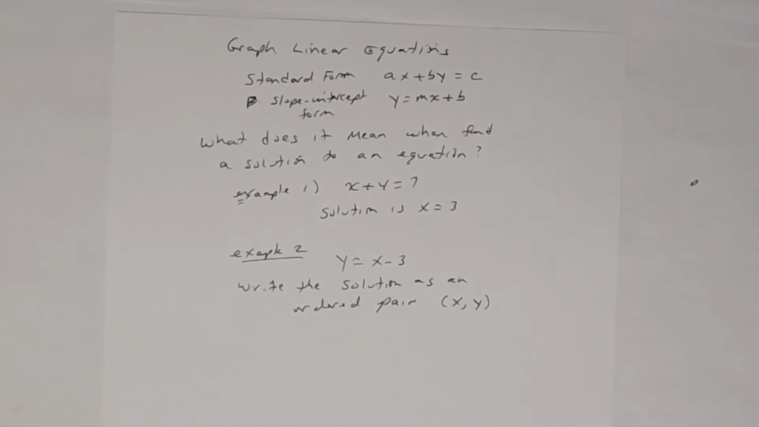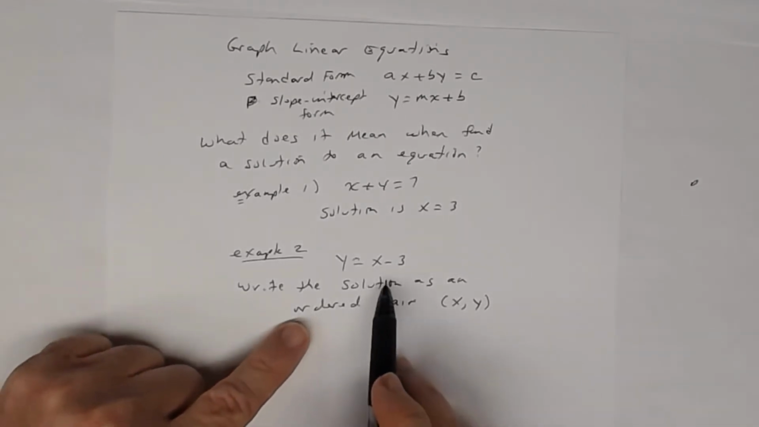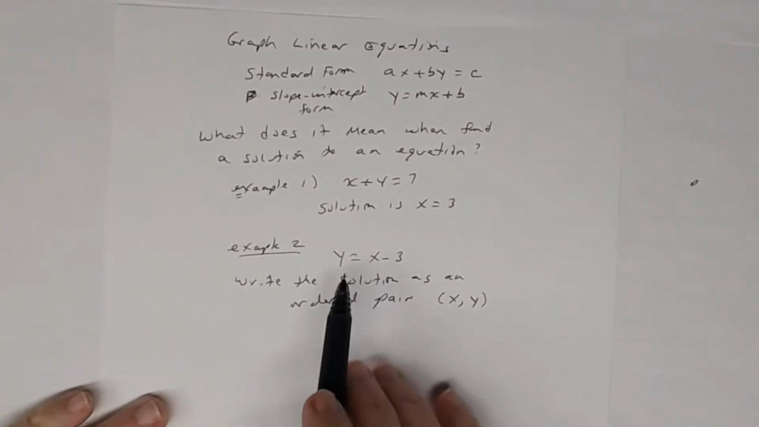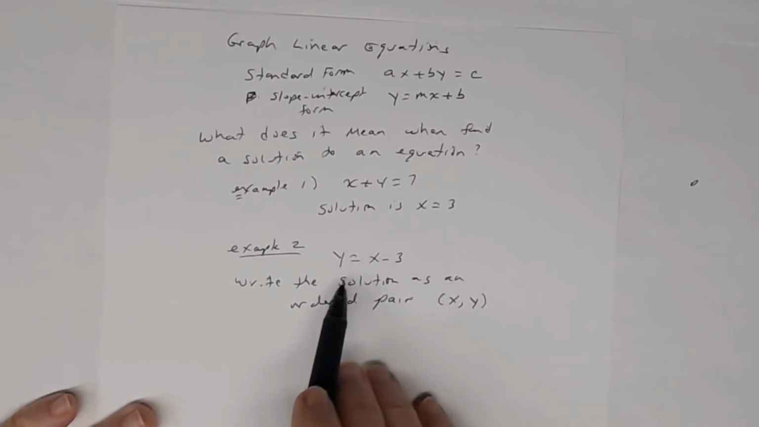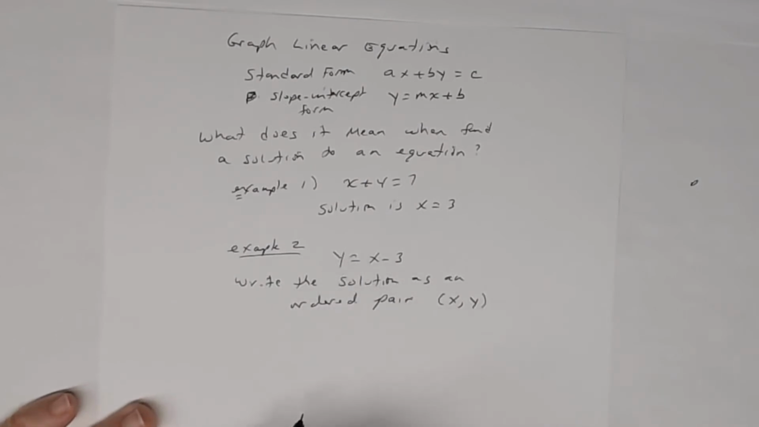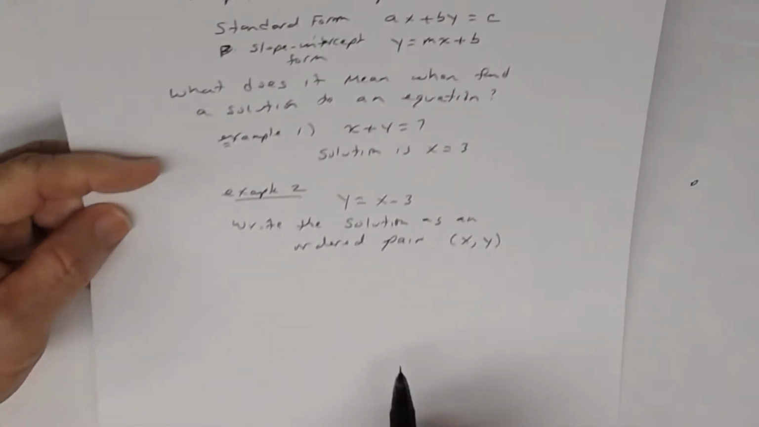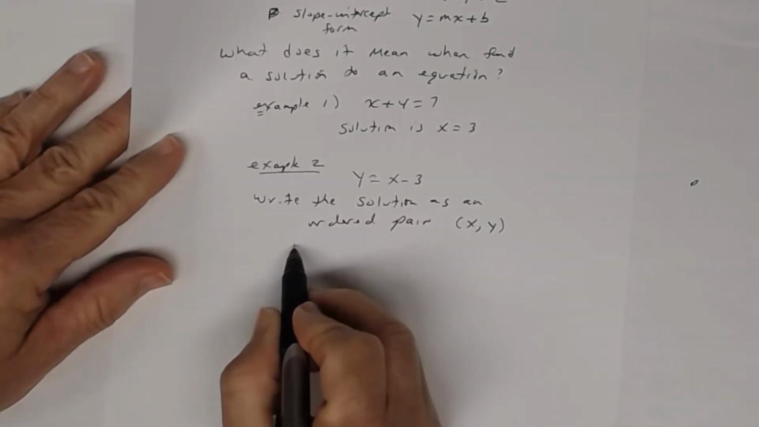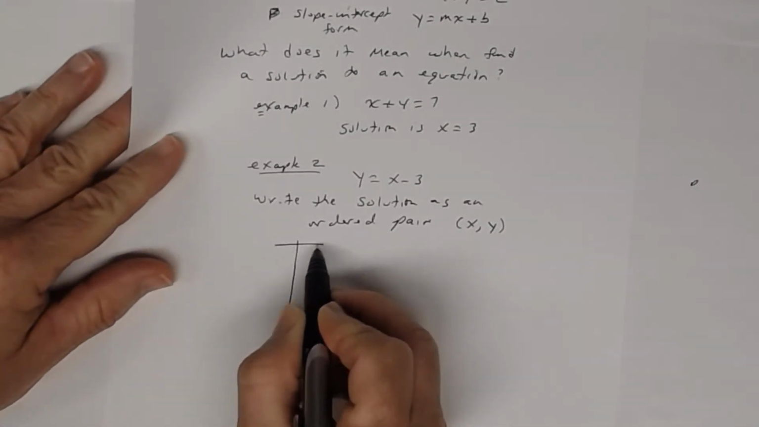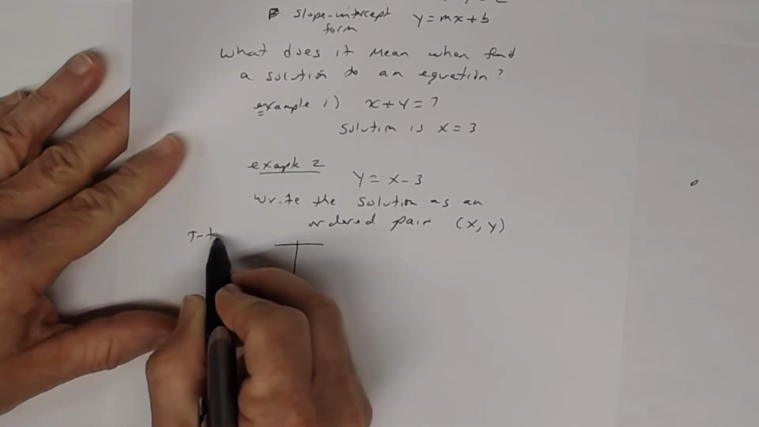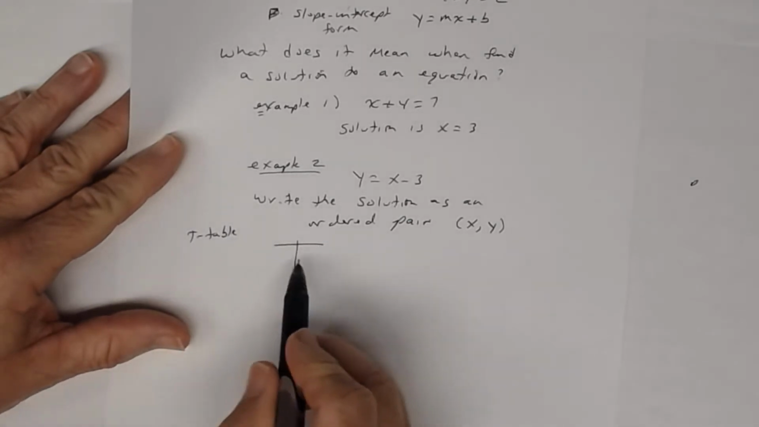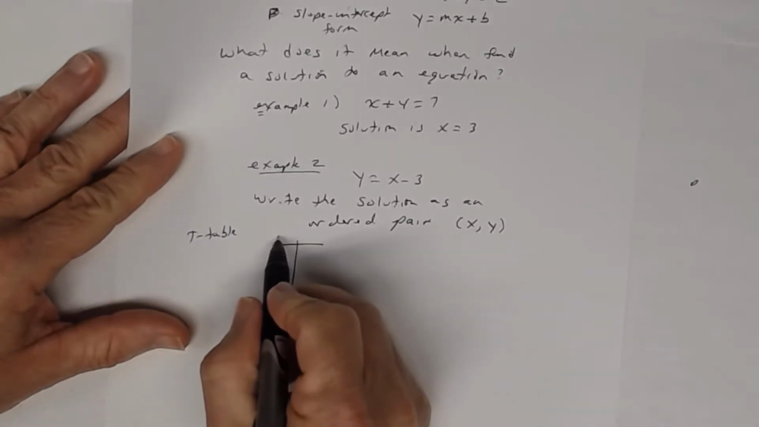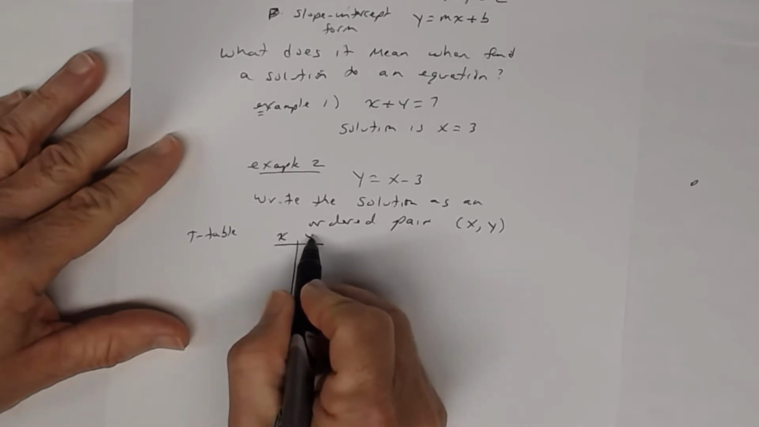Okay, now, so what I want to do, though, is find out what ordered pairs make this equation a true statement. All right, and it's very easy. All you're going to do, the easiest way to do this is to use a t-table. So I'm using the word t-table. See, it looks like a T, right? T-table. So we're going to put x here and then y here.